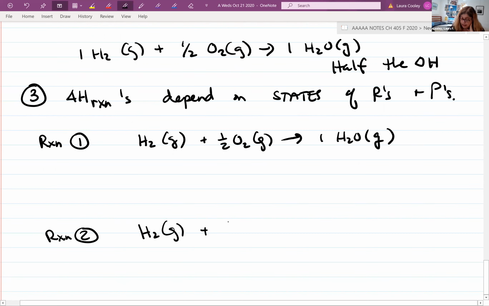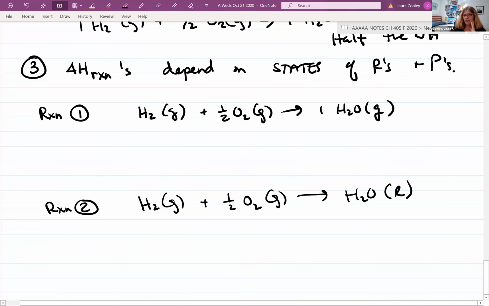And reaction 2 is the same except for one thing, and that is that the liquid is formed instead of the gas. So this has a delta H, I'll call delta H1. This has a delta H, I'll call delta H2. And back from when you were a freshman, we wrote these as thermochemical equations. We put a semicolon and then what the delta H was equal to.